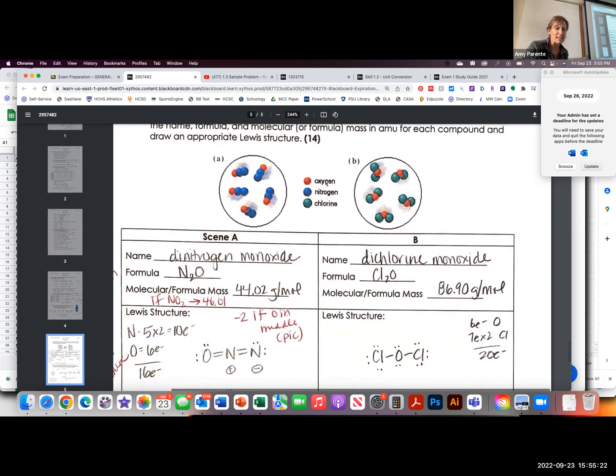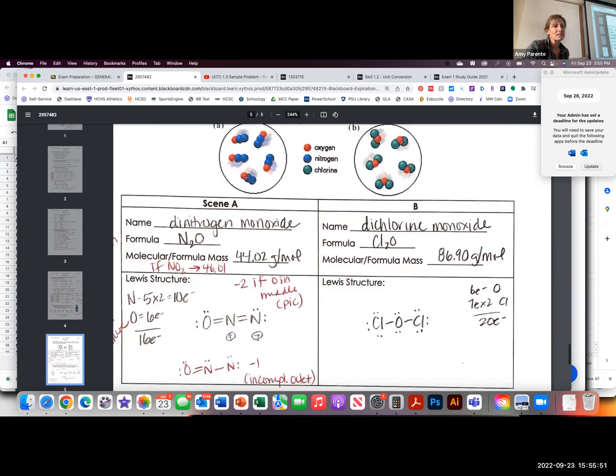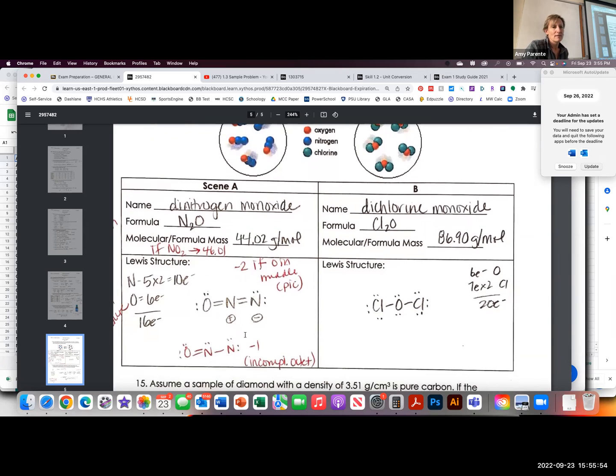So this one is a little bit of an integrated problem. You have to look at a molecular picture. Molecular pictures identify the atoms that we have here. And so you'd have to look at these molecules and say, this molecule has an oxygen and 2 nitrogens. So that's going to be N2O. If I had to name that, it would be dinitrogen monoxide. Figure out a molecular weight for it, right? And then try drawing a Lewis structure for it. Okay. And so there's not a lot of options we can have here for this guy. And then this guy is dichlorine monoxide.